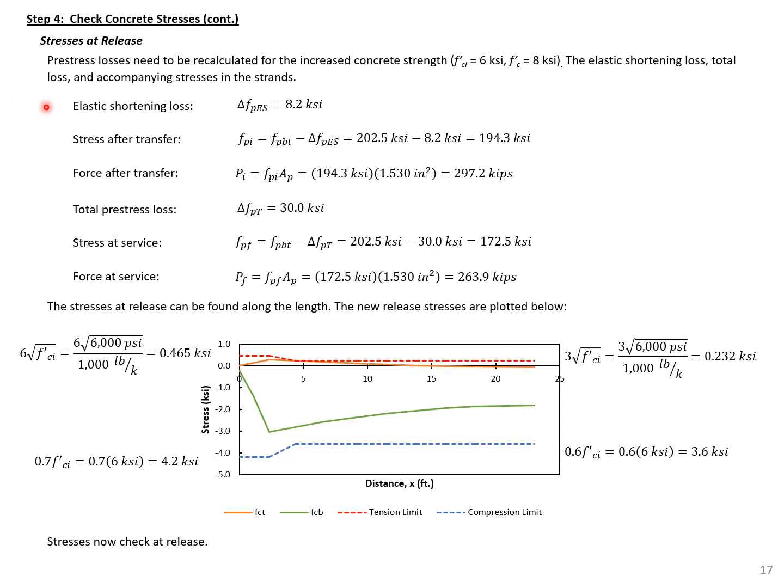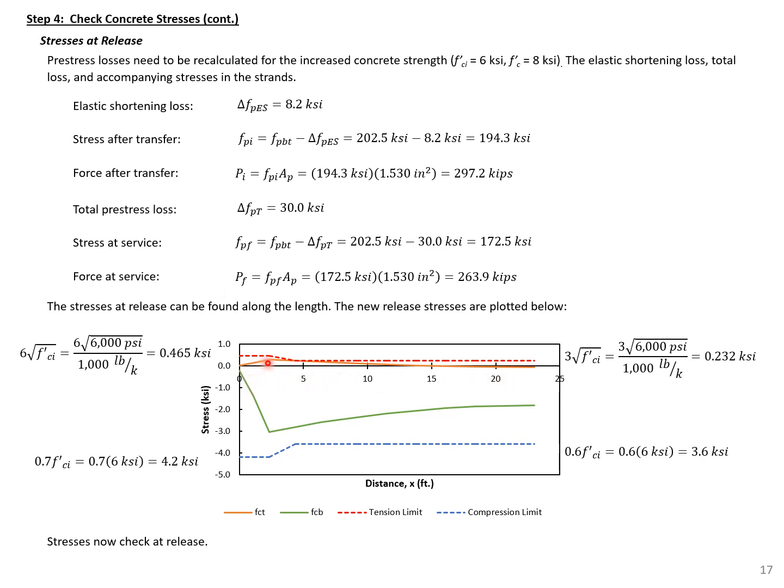So if you wanted to check yourself, you could go back and use the PCI equations and you should get these same pre-stress losses. So we'll get an elastic shortening loss of 8.2 KSI, a total pre-stress loss of 30 KSI, and you can see the corresponding force after transfer and force at service. So you can check the stresses along the length of the beam here.